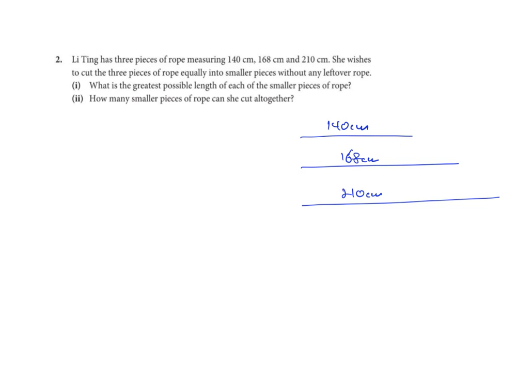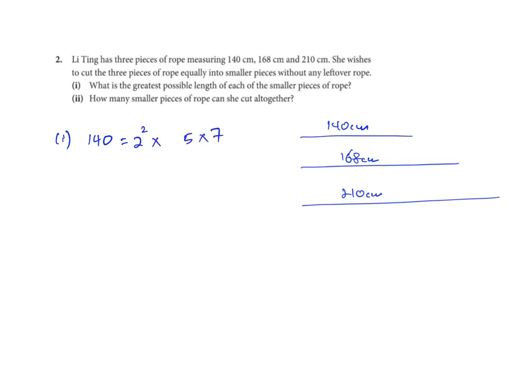So that means you need to find a number that is divisible by 140, 168, and 210 at the same time. What is the greatest possible length of each of the smaller pieces of rope? Basically, because you want the greatest number that you can divide 140, 168, and 210 exactly without any remainder, you actually need to find the HCF of these 3 numbers. So you're going to do your prime factorization. I am not going to show the steps here, I'm just going to give you the answer. You can do it on your own.